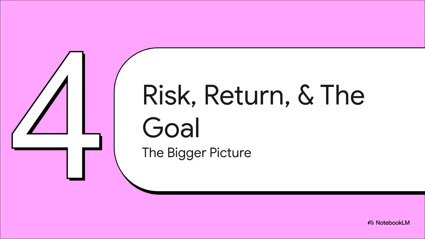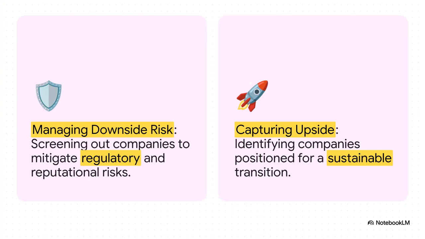So we've looked at stocks, we've looked at hedge funds, and we've looked at real estate. And even though the screening methods look totally different on the surface, the goals underneath are pretty much the same. Let's pull all these threads together now and look at the bigger picture of risk, return, and what we're all trying to accomplish. So here's the bottom line. Every single sophisticated screening strategy, it doesn't matter what the asset class is, is ultimately about managing two sides of the same coin.